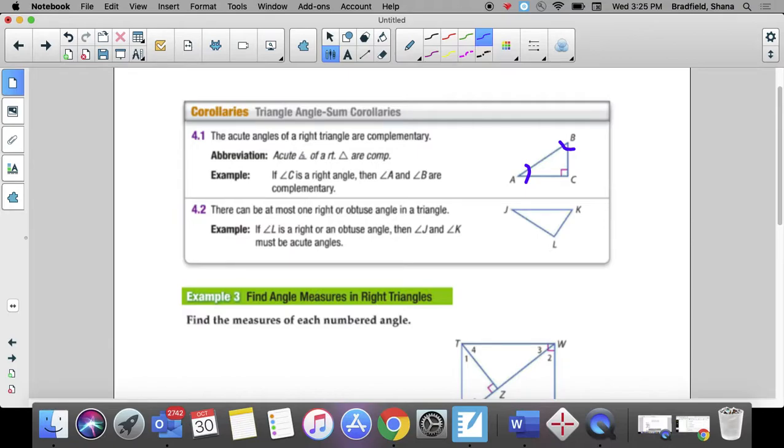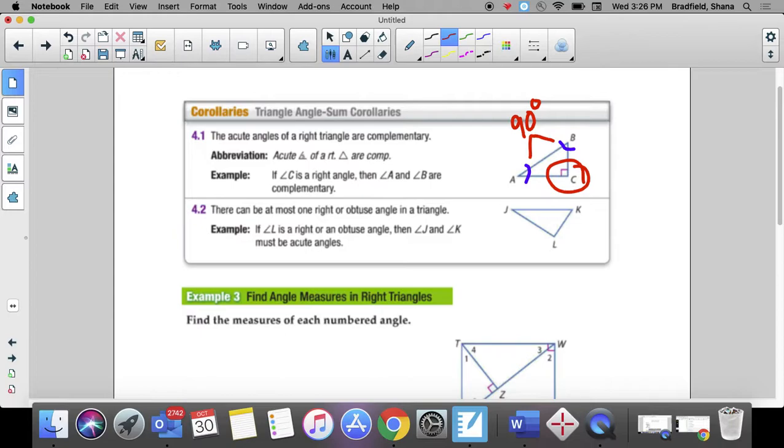Well, that's because the triangle angle sum theorem says all of the interior angles add up to 180. Well, I've already got a 90 degree angle here. So in order to add up to 180, angle A and angle B have to add up to 90 degrees together, which would make them complementary because 90 and 90 is 180.